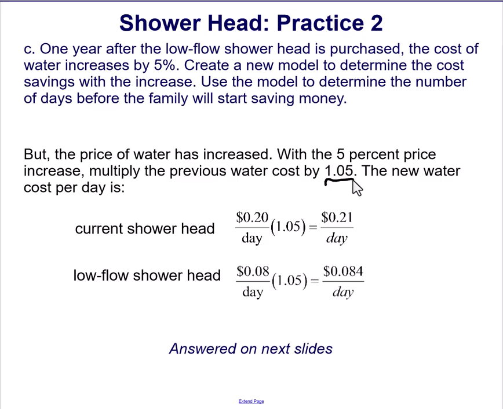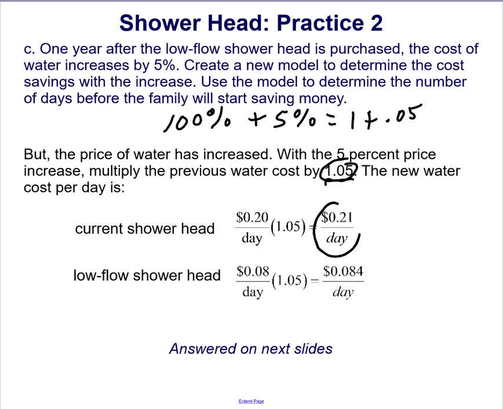Okay, why are we multiplying this by 1.05? Well, remember that 100% is the total original cost, but there's a 5% increase. So 100% is equal to 1, and 5% is equal to 0.05, and that's how we get our 1.05. Okay, a 5% increase is counting in the original amount. So I take my current shower head, which costs 20 cents per day, and multiply that by 1.05, and we have 21 cents per day.